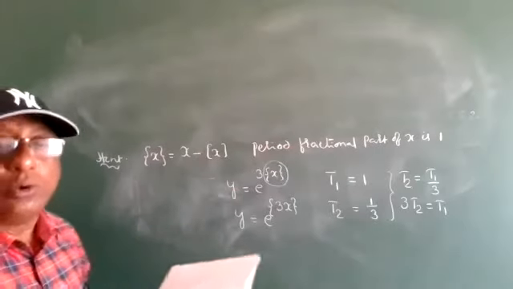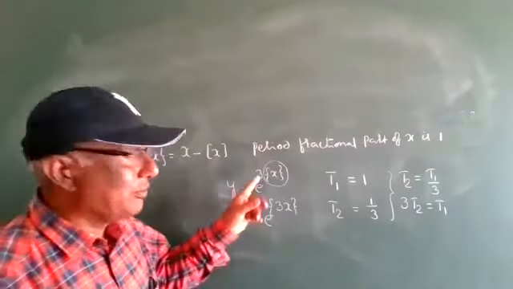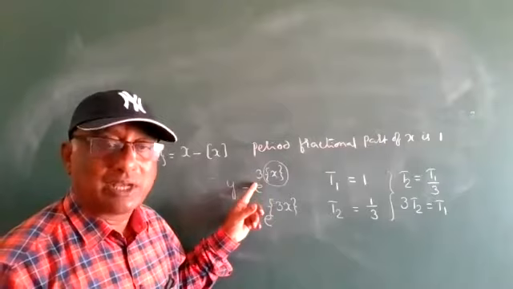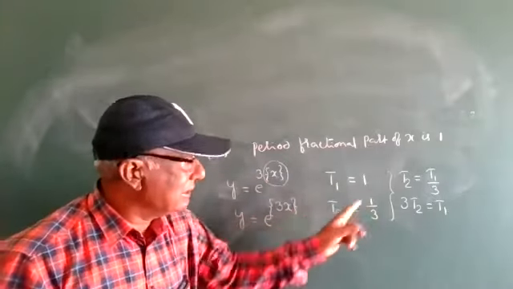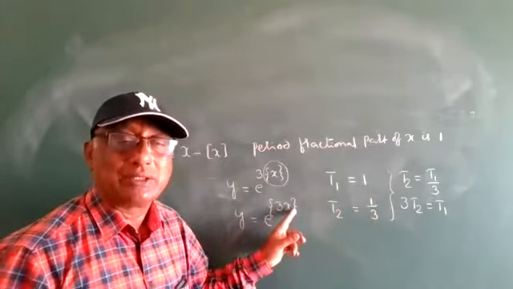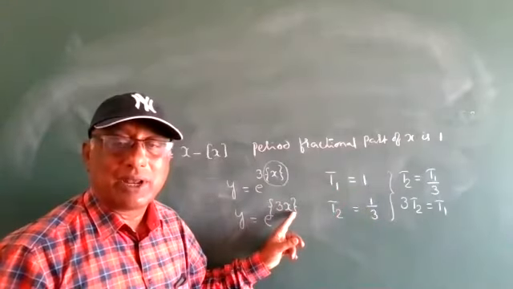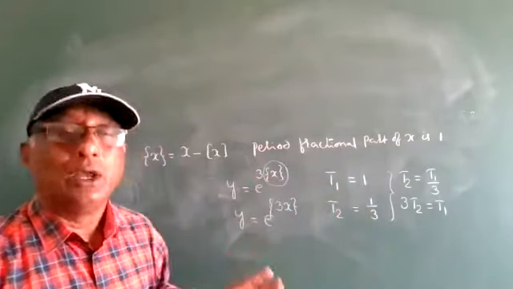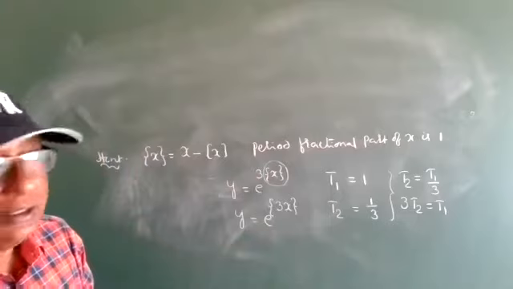Here 3 is not a coefficient. 3 is outside of the fractional part. But here 3 is inside of the fractional part. Inside of the fractional part, therefore, it will become a coefficient. Okay, now it is clear, right?